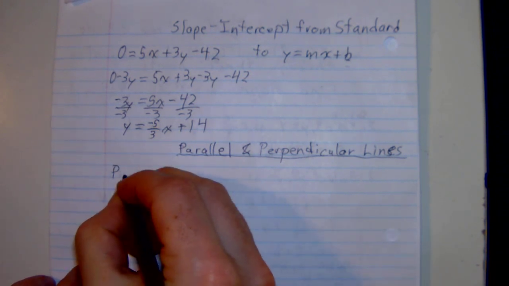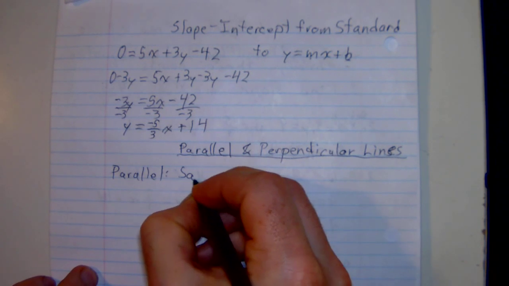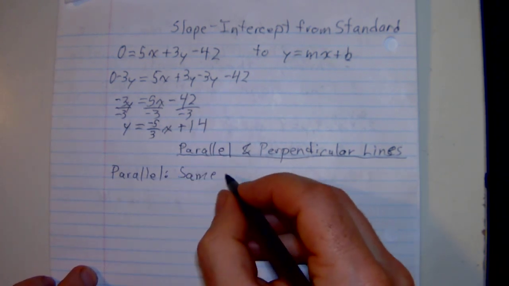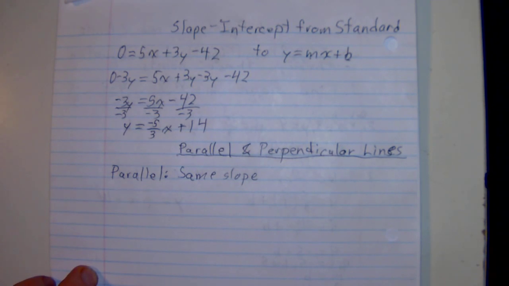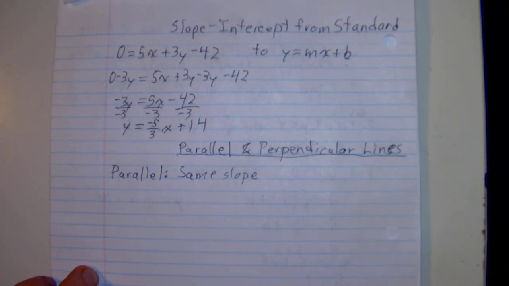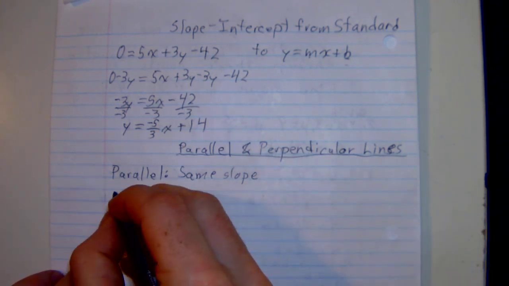So parallel lines, same slope. So if one line has a slope of 5 and the other line has a slope of 5, those two lines are parallel. If one line has a slope of negative 3/17 and the other line has a slope of negative 3/17, they're parallel. If you have two lines and one of them has a slope of 7 and the other one is parallel to it, the other one will have a slope of 7.